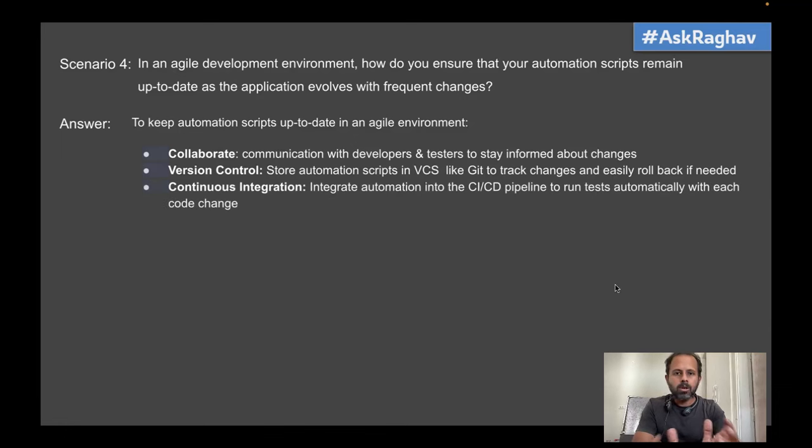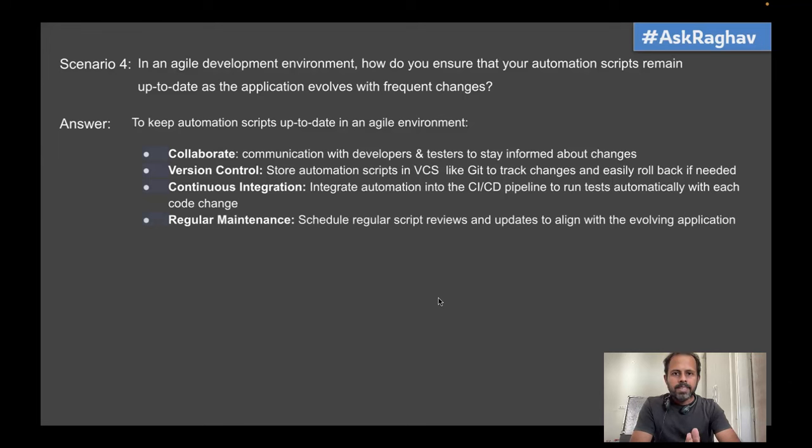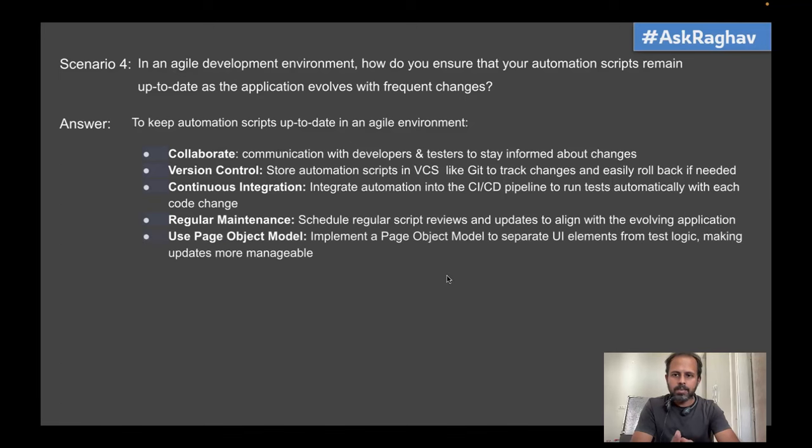Now, continuous integration, again, very, very important. If you have to work in an agile environment and you are doing automation, you have to use continuous integration systems. You have to use tools like Jenkins and any CI/CD pipeline tools and platforms so that you can run your tests automatically with each code change. And if there are any issues, you can come to know about it on time and you can do all the things necessary, and it will be very efficient. Then maintenance is very important. You should always have your scripts reviewed, updated, and aligned with the evolving changes of the application and project.